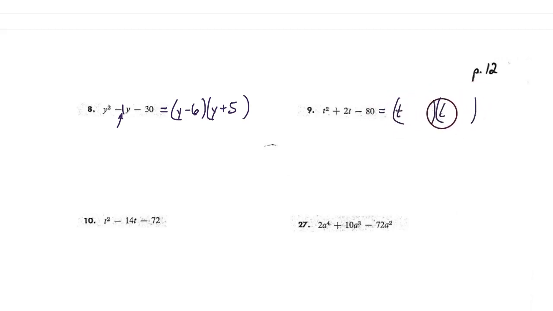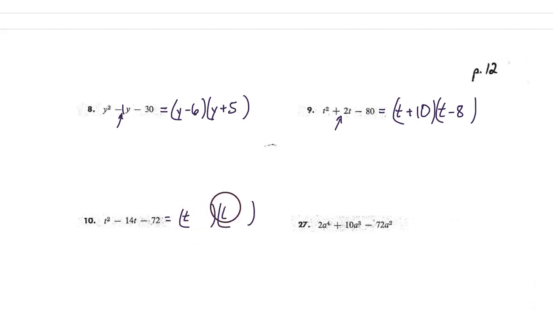T times t is t squared, and then we need two numbers that multiply to negative 80, and we want them to combine to 2. Let's use positive 10 times negative 8, because these multiply to negative 80, and they add together to make positive 2. Okay, number 10, let's use FOIL.